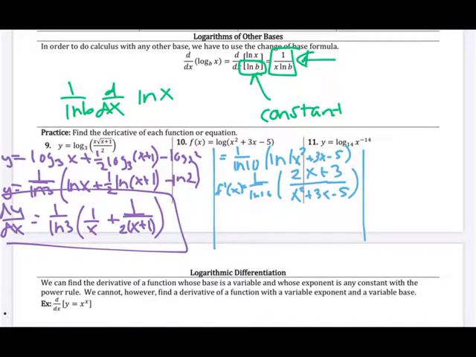You could simplify this to be one fraction. I'm fine with you leaving it just like this. So remember that the chain rule still applies. If the thing that you're taking the natural log of has a derivative other than 1, that needs to go into the numerator of your fraction.